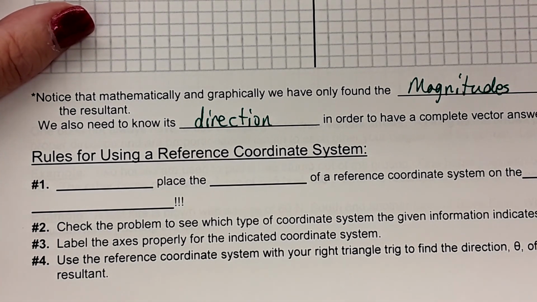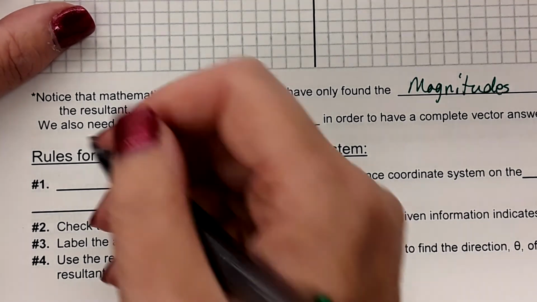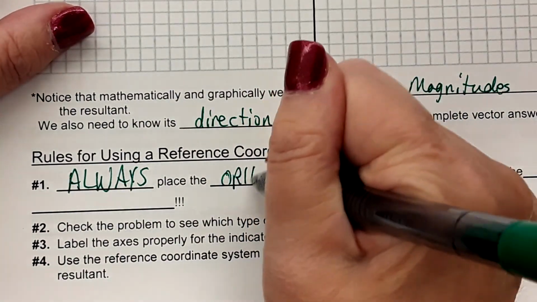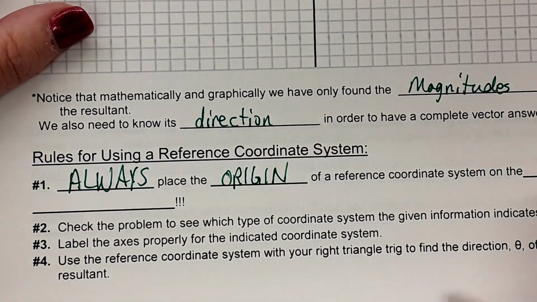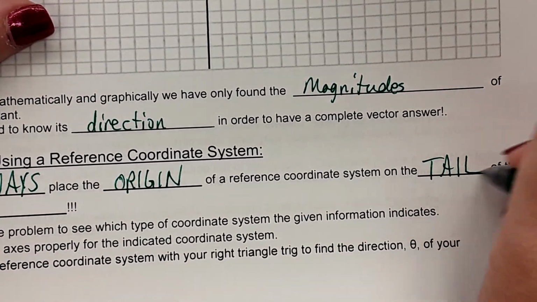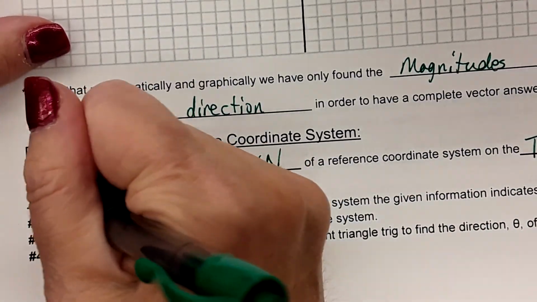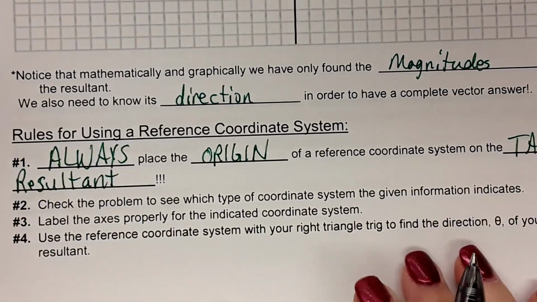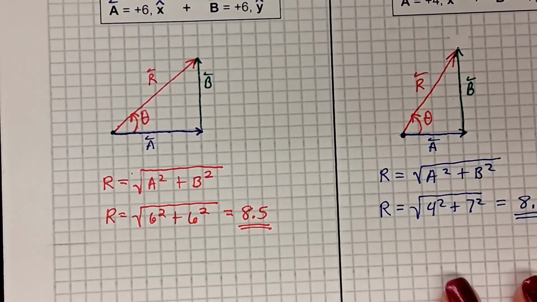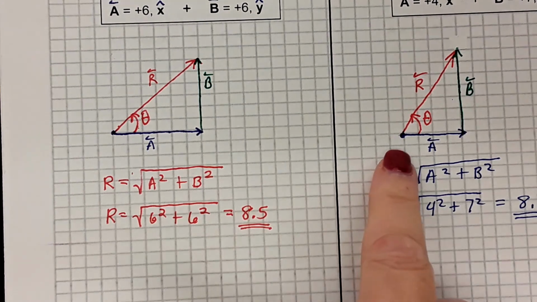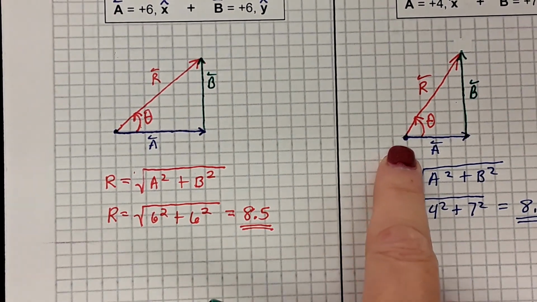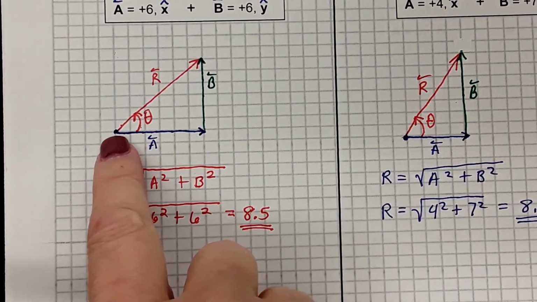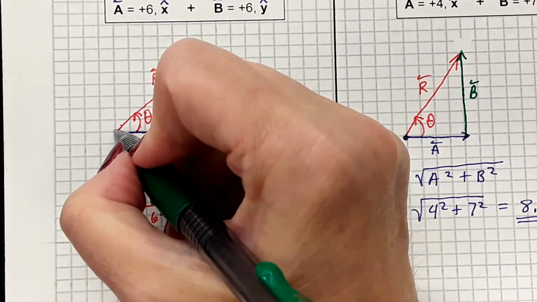And the very first rule for using a reference coordinate system is that we always place the origin of the reference coordinate system on the tail of the resultant. Always. All right, so let me do that. Let's come up here. Remember our start position? Well, it ends up on the tail of the resultant, doesn't it? Because we always say tail to tail, tip to tip. So our start position is already there. We're just going to make it the origin.